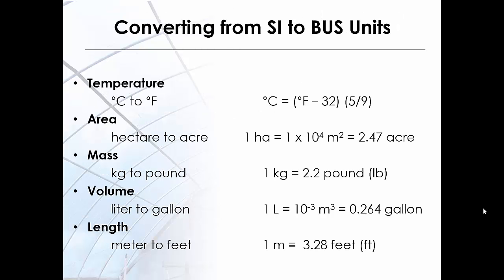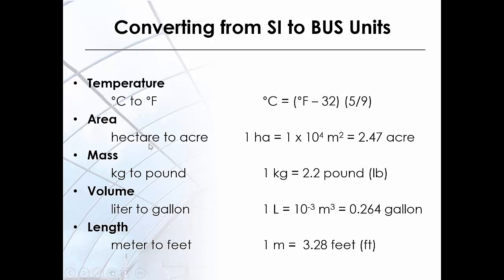As we mentioned earlier in the presentation, it is important to fully understand the unit systems and to accurately and conveniently convert from one unit system to another. This slide presents some of the conversions from SI to British unit systems. For example, if we want to convert the temperature from degrees Celsius to Fahrenheit, the conversion is: the temperature in Celsius equals the value of temperature in Fahrenheit minus 32, times 5/9.